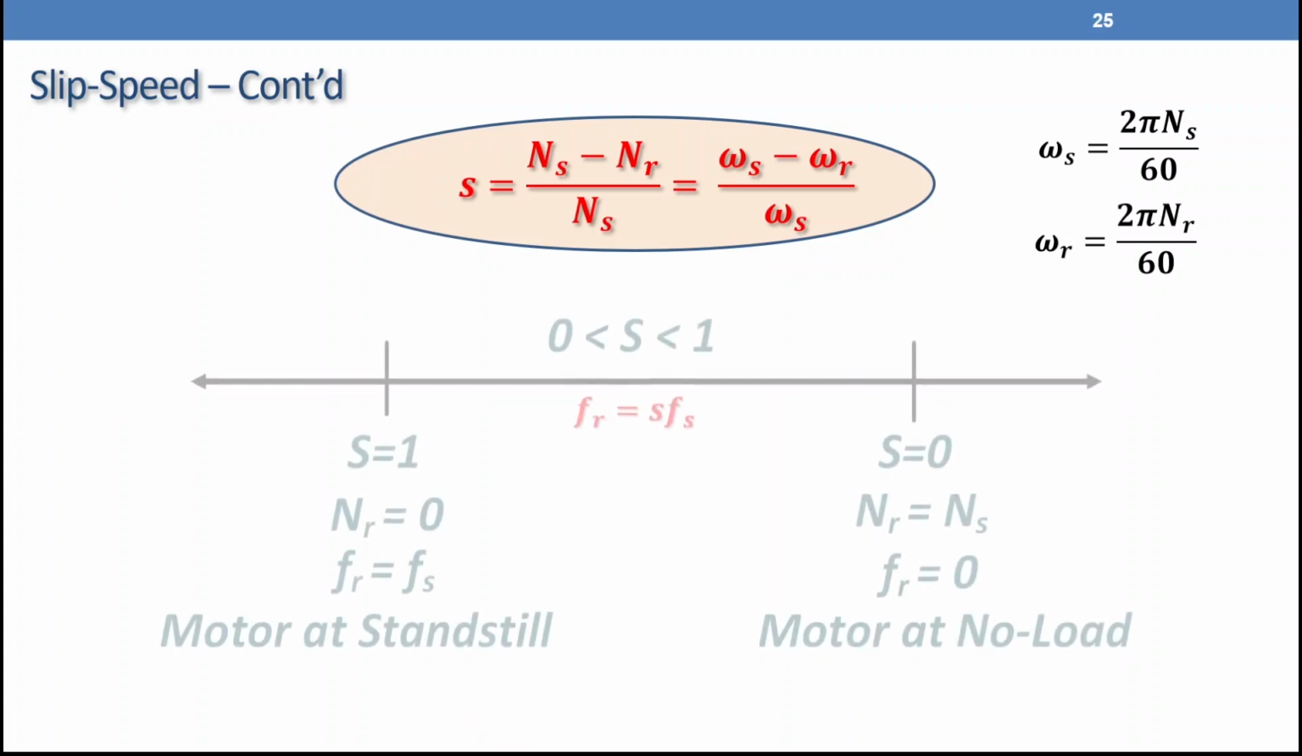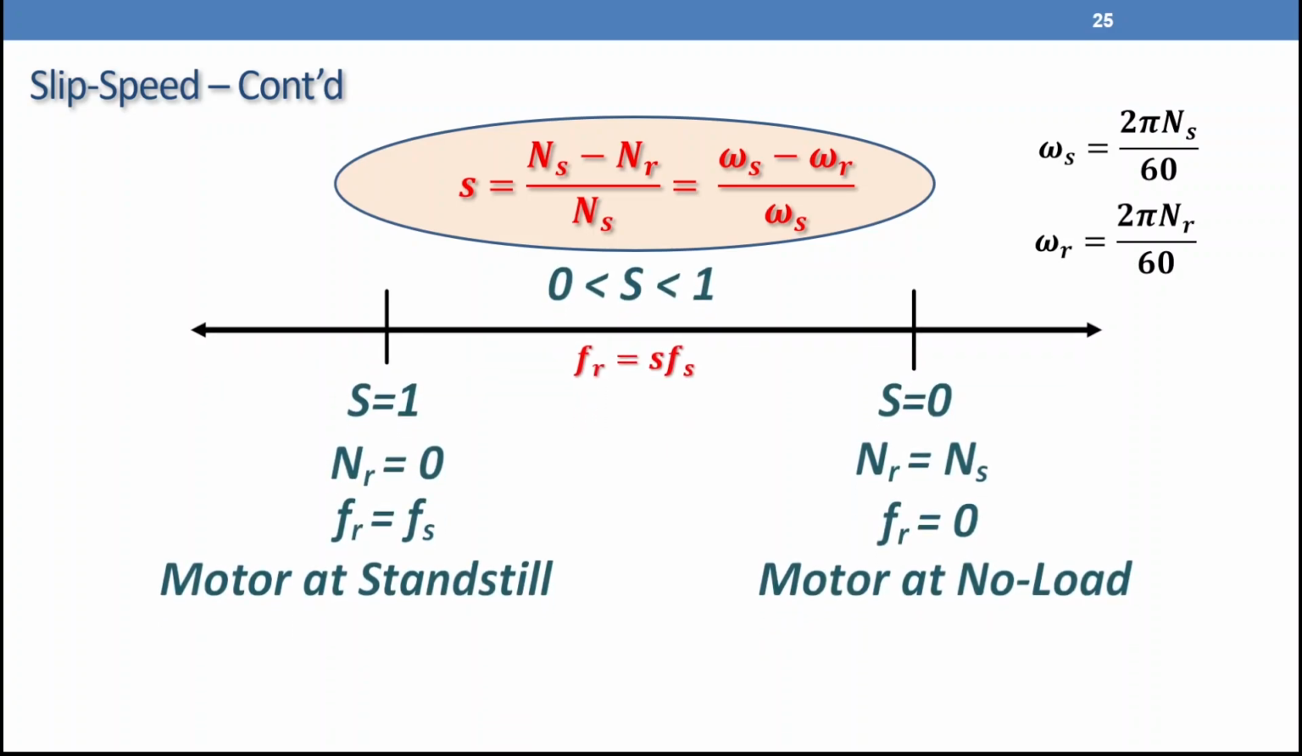So let's look for the range of S. S ranges from 0 less than S less than 1, and that is the motor region. If S is less than 0, that will be the generator action, so the machine is operating as a generator. If S is more than 1, that is a braking, or what we call plugging mode.